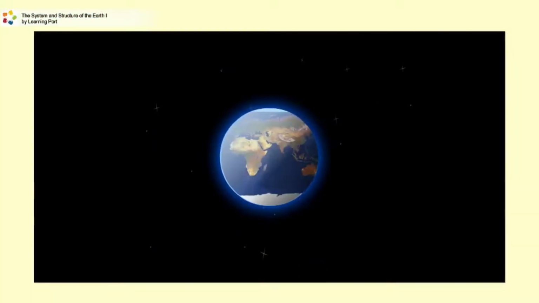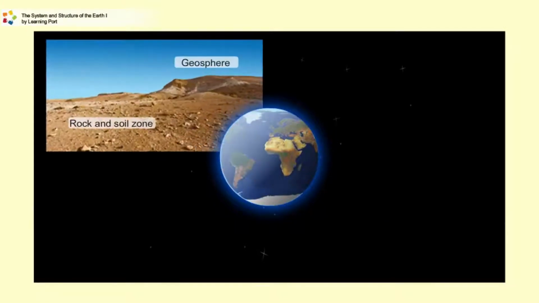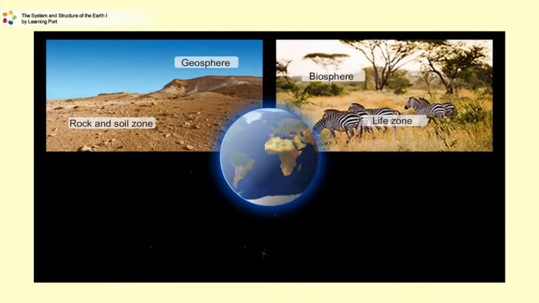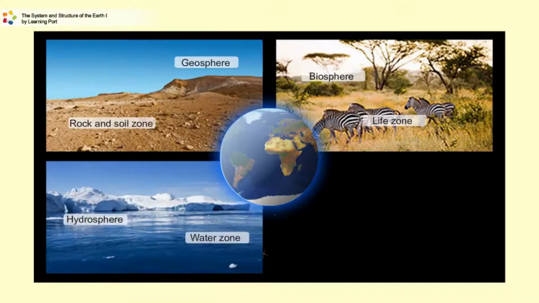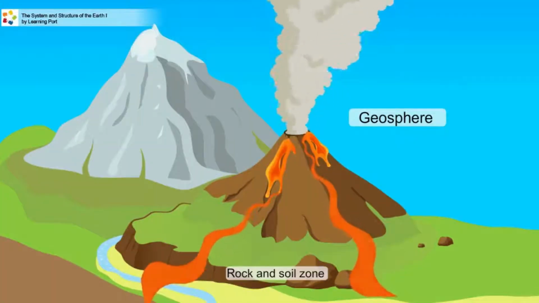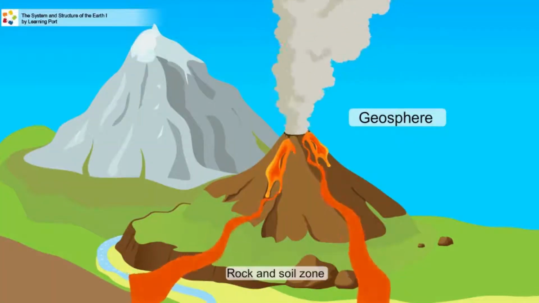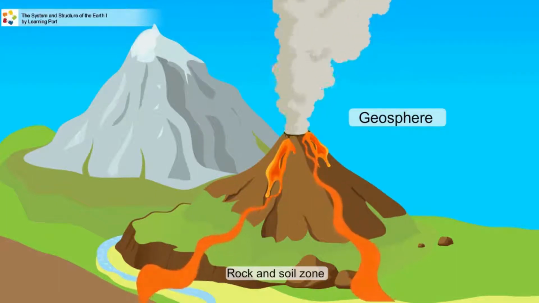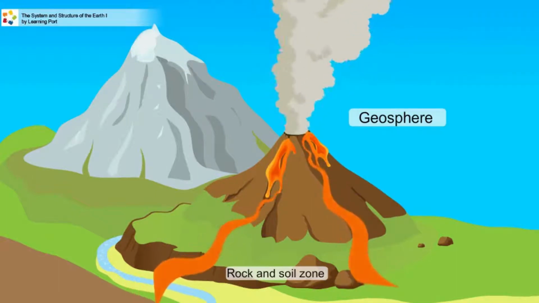in. The Earth's system consists of four main interconnected components: geosphere, biosphere, hydrosphere, and atmosphere. These components interact with each other to form a continuously changing system. The geosphere is considered that portion of the Earth's system that includes the Earth's interior, rocks and minerals and landforms.